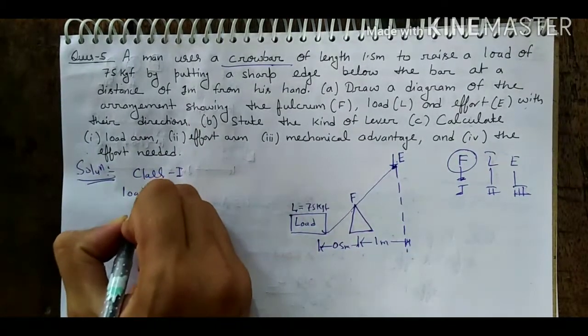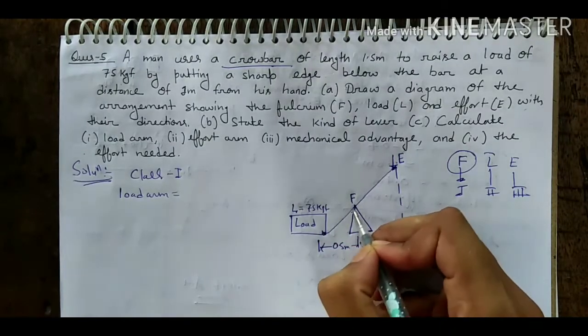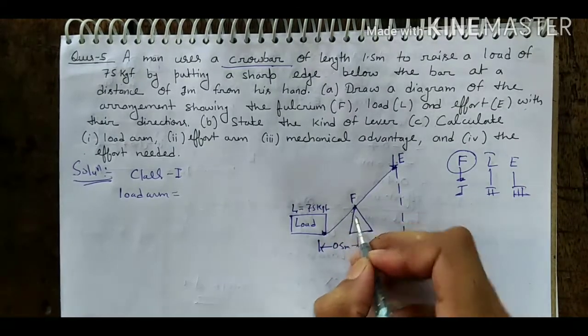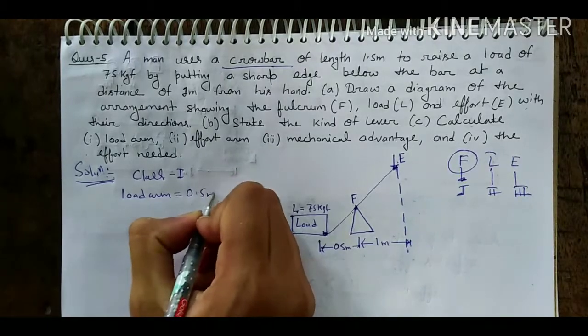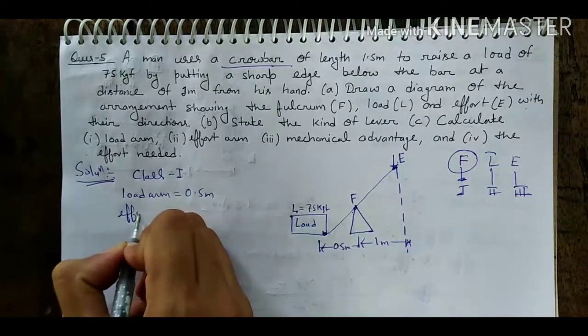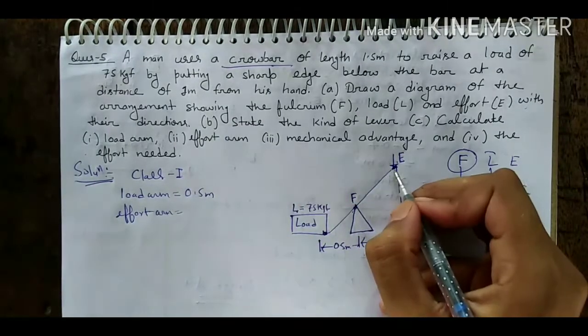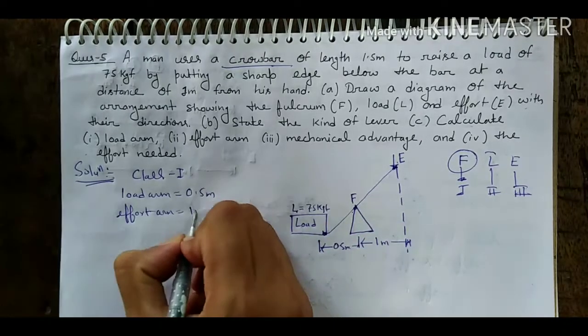And the second question, calculate the load arm. The load arm is given here. Load arm means the distance from load to fulcrum. The distance from load to fulcrum is given as 0.5 meter. Okay. The second question, effort arm. Effort arm means the distance from fulcrum to effort. This is also given as 1 meter.